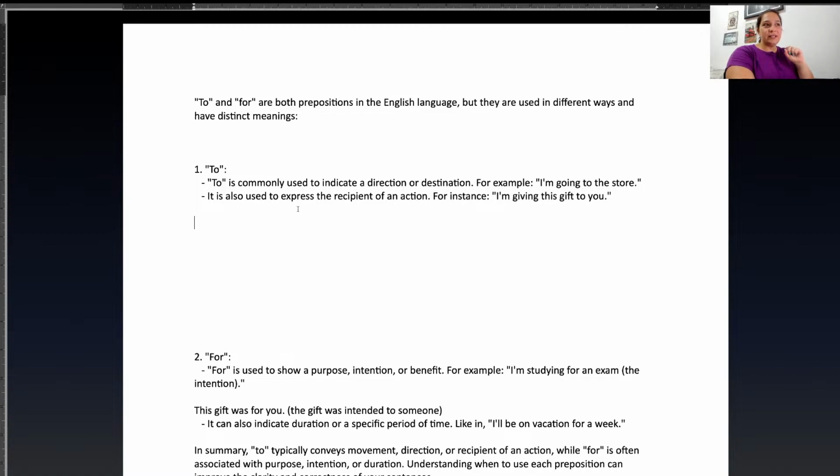Here's a funny explanation. Once my English teacher said that verbs cannot be together. Okay, verbs cannot be together because they fight. Okay, verbs fight. So in between the verbs, we need to add to. So let me give you an example here.